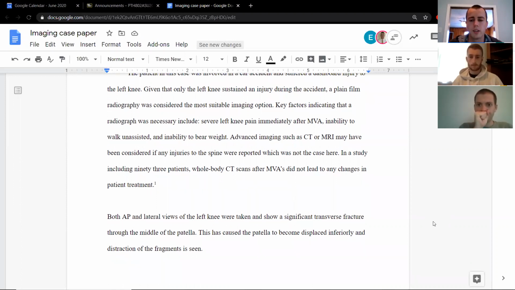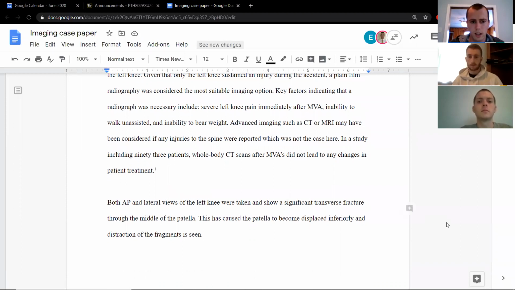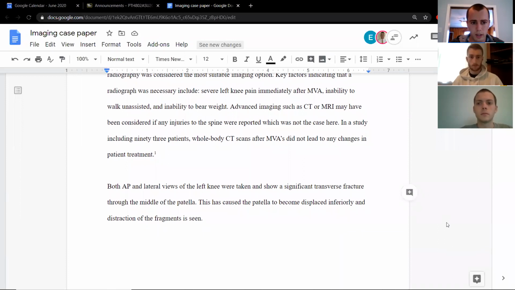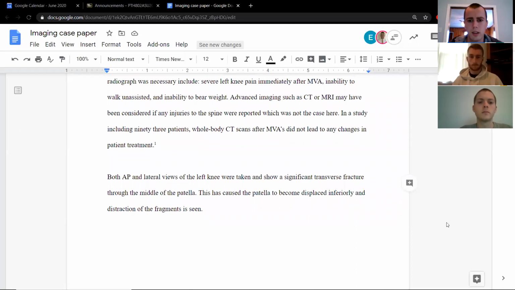And some key factors that indicated that a radiograph was necessary were things like his severe left knee pain immediately after the car accident, his inability to walk unassisted, inability to bear weight, and they may have considered advanced imaging such as CT or MRI if he had any injuries to the spine, but that wasn't the case here.